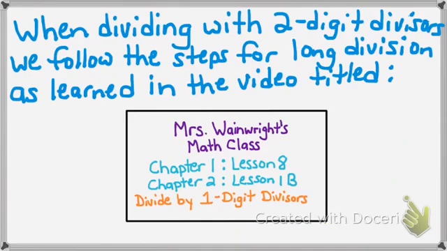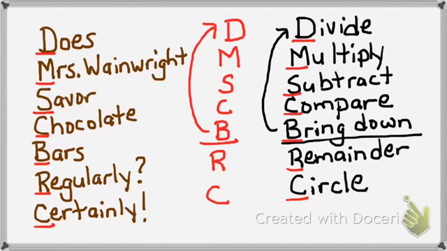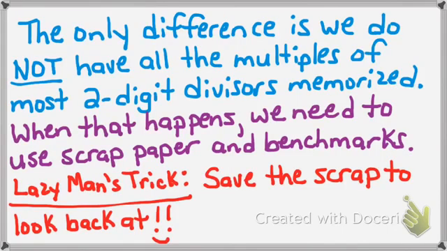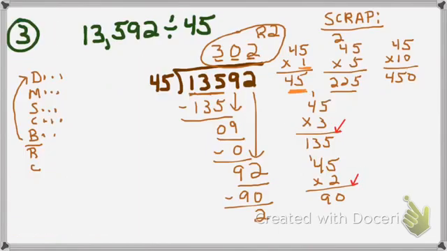So a quick review of this lesson. We are dividing but with 2-digit divisors. We follow the same long division steps as learned in this lesson here, the lesson for 1-digit divisors. These are our steps for long division and the way we remember them. When we divide by a 2-digit divisor that's larger than 12, so we don't know the multiples of that number, we need to use scrap paper to help us. And the lazy man's trick is save that scrap paper to look back at. You may use it even for another problem in this assignment.